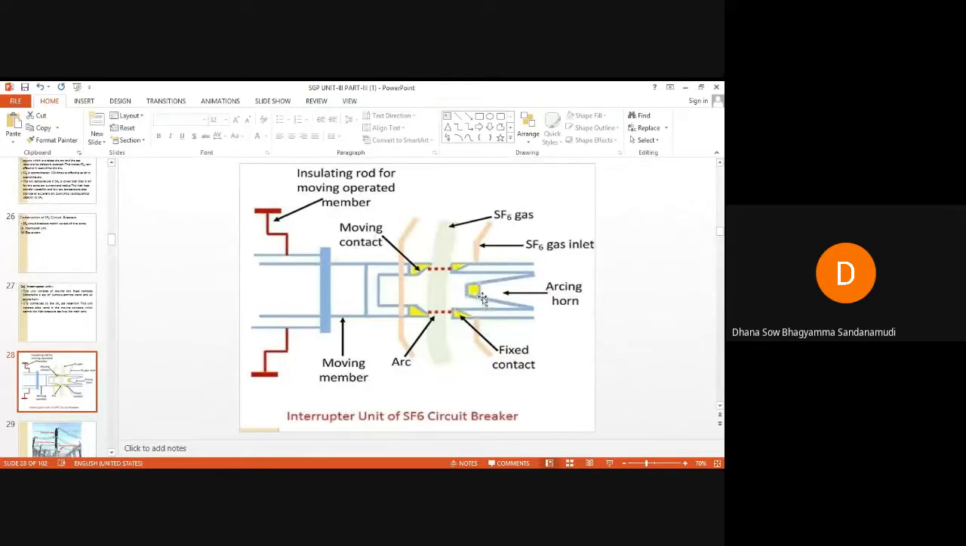This interrupter is connected to an SF6 gas reservoir. The unit consists of slide vents in the moving contacts. You can see this slope on the moving contacts. These slide vents permit the high pressure gas from the SF6 gas reservoir into the main tank.